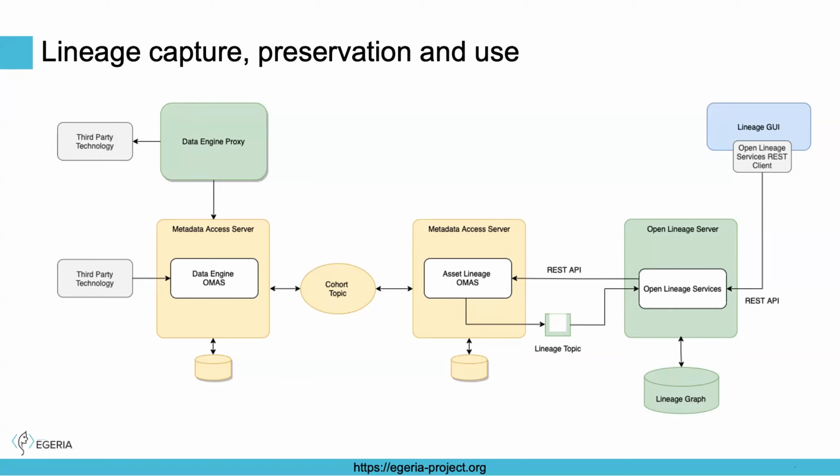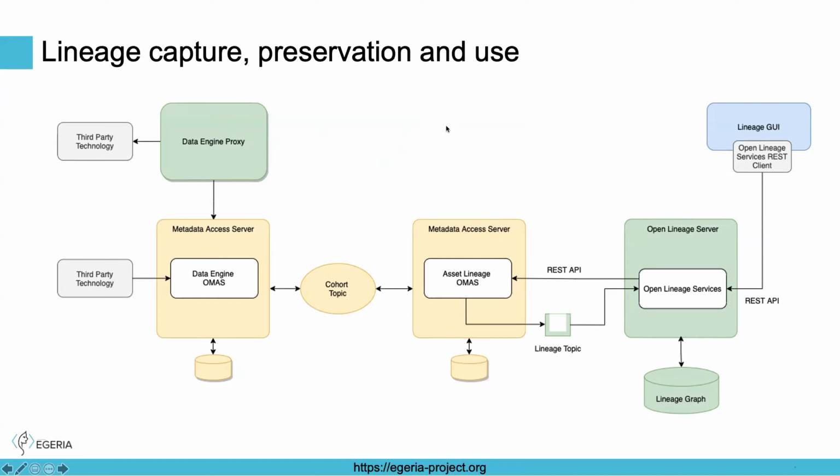This is a dedicated server piece that is going to extract metadata out of external technologies that either transform or process data. That is the first way this piece can ingest metadata for lineage. Then we have a similar one, a third-party technology directly calling the same component here, called Data Engine OMAS. This is an access layer, and the purpose of these two is to get the metadata to a cohort. That's always the case. That's a well-known aspect of Egeria, where we want to share the metadata coming through different paths. In this case, these are just two ways of how we can do that.